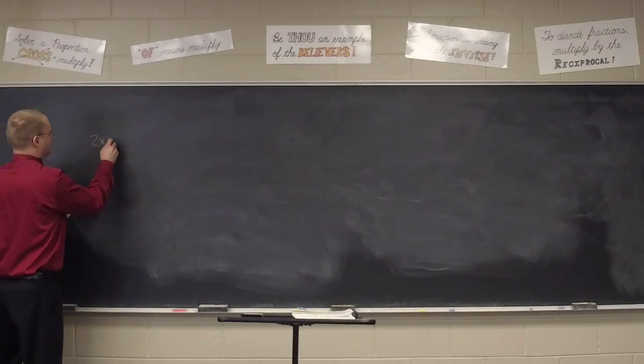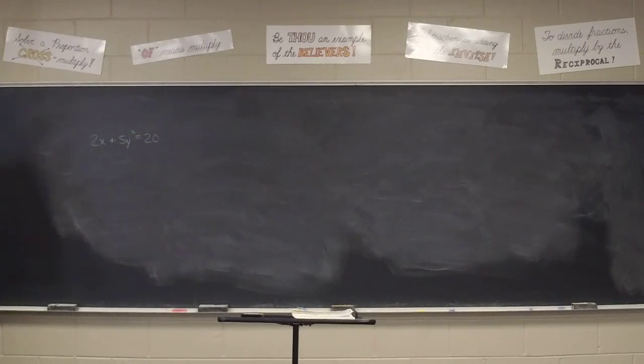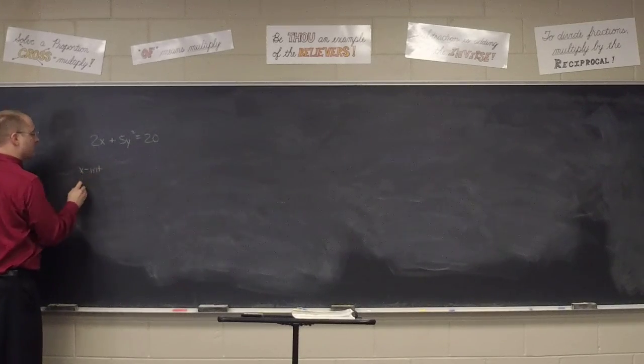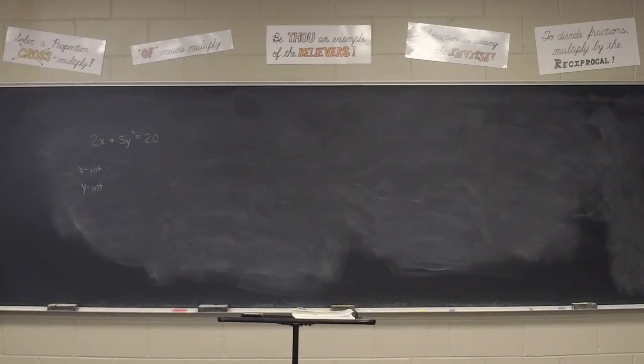So if we had 2x plus 5y squared is equal to 20, what shape are we anticipating here? A parabola, right? One variable squared, one isn't. If we wanted to find the intercepts, at your seats, go ahead and find those intercepts.